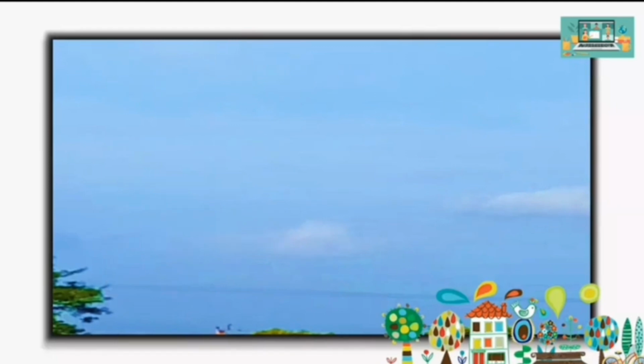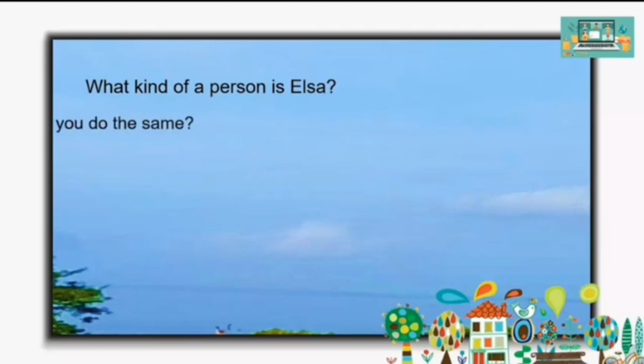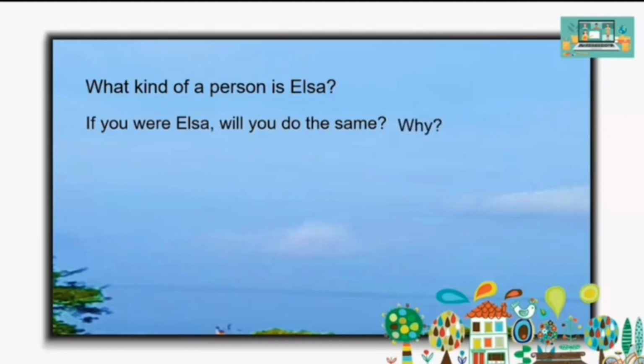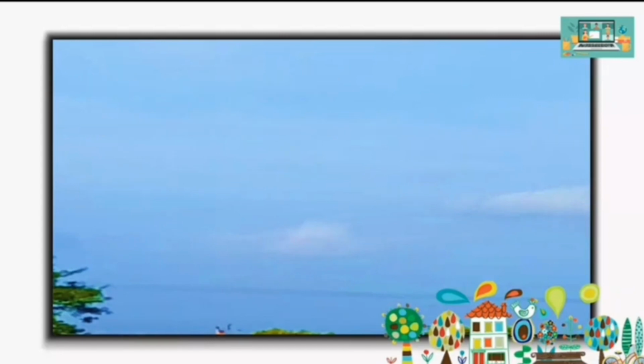Okay, Grade 6. What kind of a person is Elsa? If you were Elsa, will you do the same? Why? I hope you learned from our discussion.